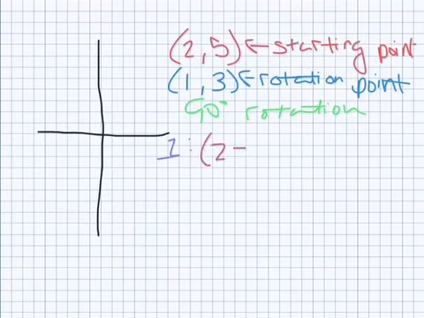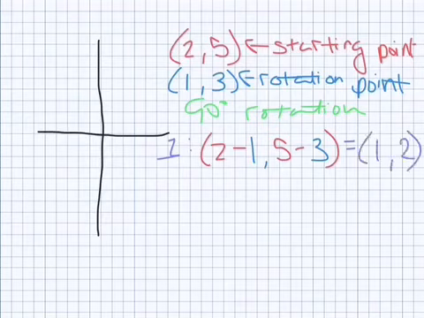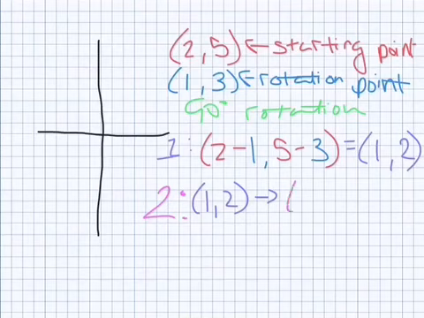Now, the first step would be to subtract the starting point by the rotation point. In this case, 2 minus 1, 5 minus 3, which will result in 1, 2. The second step would be to do the rotation. So take the point you had from step 1 and then do the rotation, which is negative 2, 1.